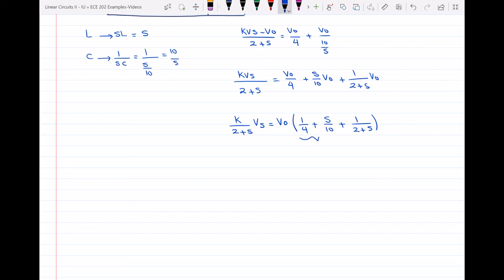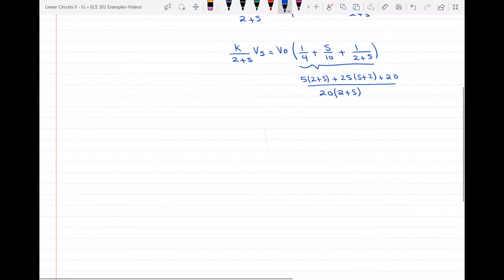Then I will take the common denominator inside this parenthesis. I'm going to have 20 multiplied by 2 plus S. So I will have 5 multiplied by 2 plus S for the first term. For the second one, I will have 2S, S plus 2. And for the third term, I will have a 20.